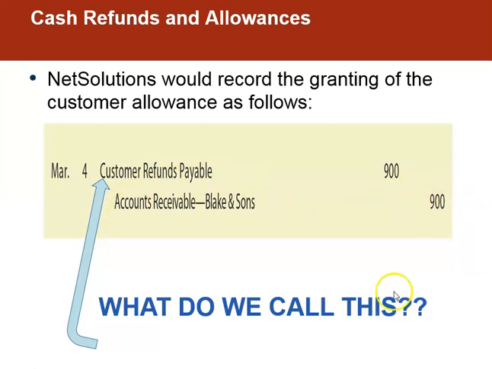What are we saying here? We're saying that Blake & Sons owes us $900 less than what they originally owed us. Okay, so we have one example. Customer pays cash up front, they get a cash refund. This is a situation where the sale was made on credit, so we can't give them a cash refund. They never have paid us the cash to do so with. So we credit their accounts receivable.